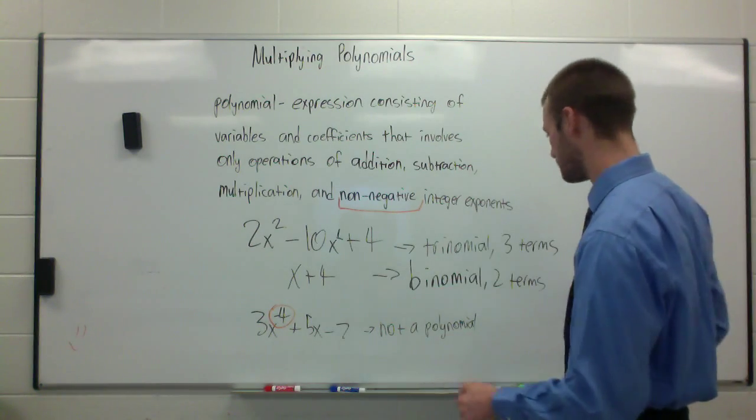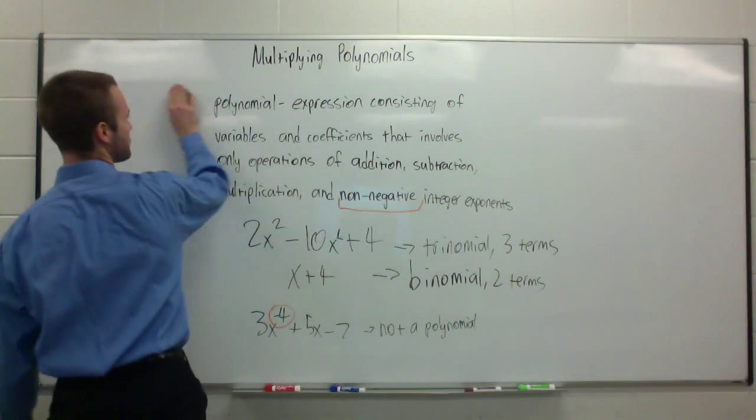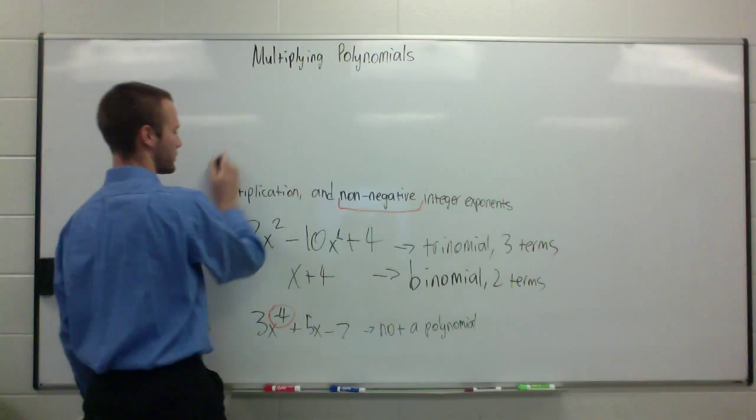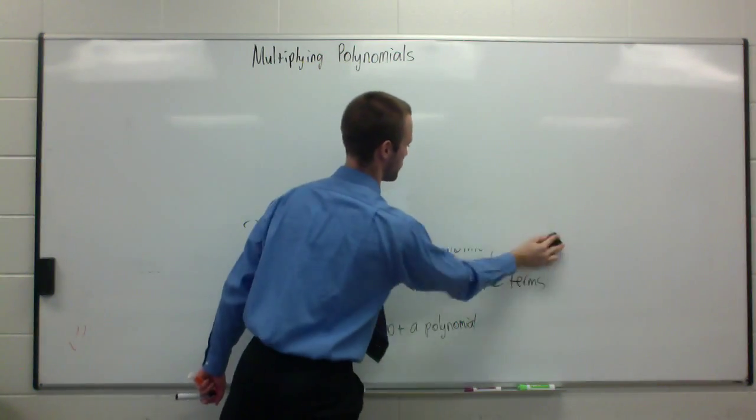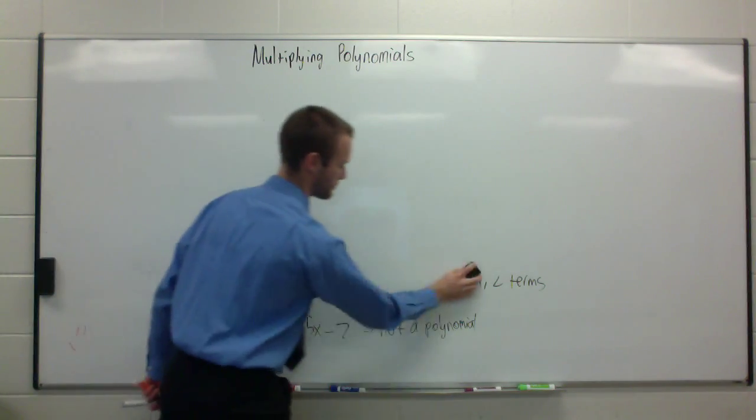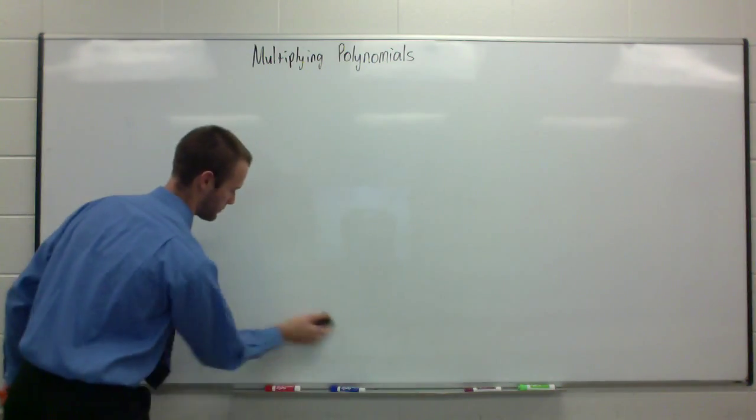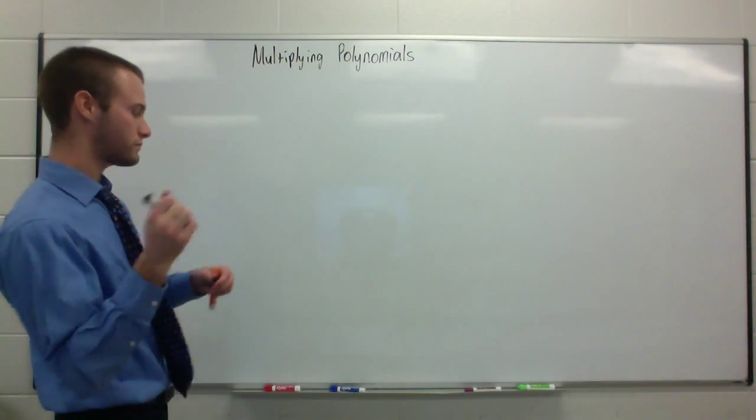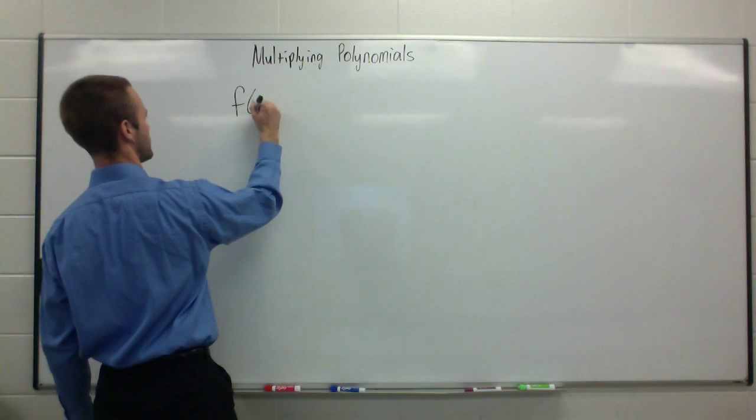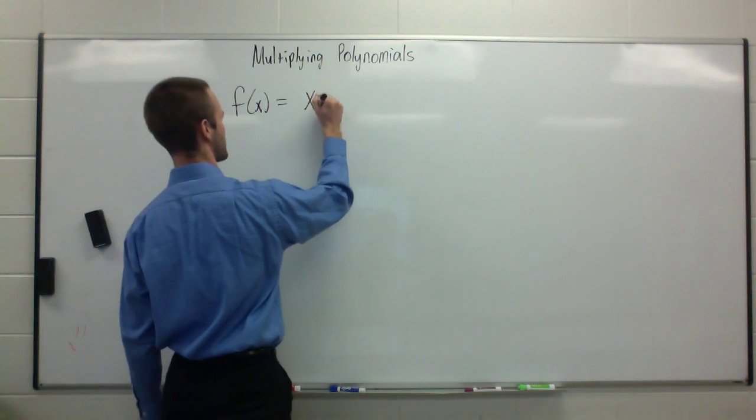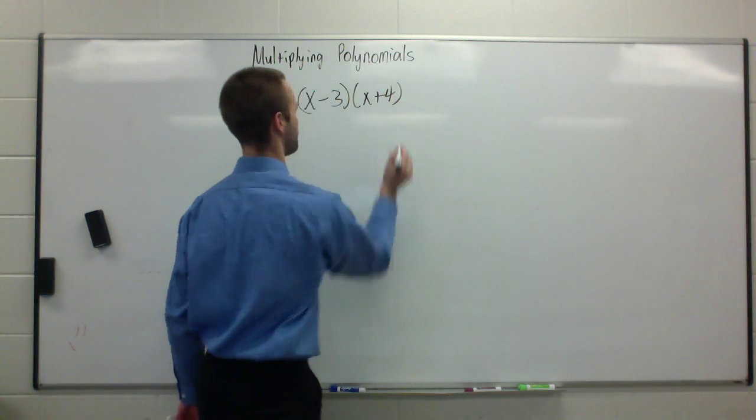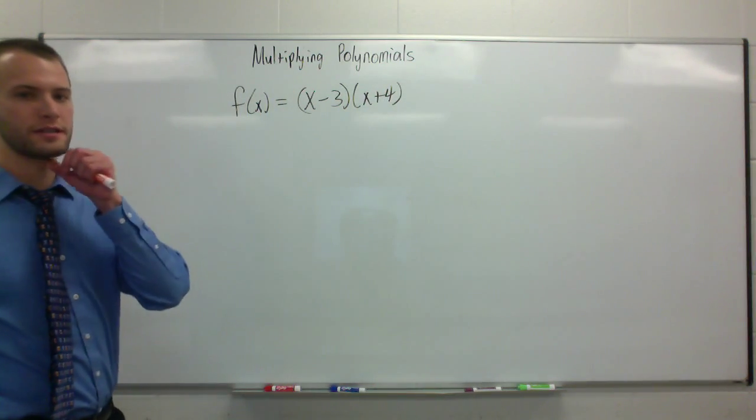So let's go over how we would multiply 2 polynomials together. A situation where you might have to do this is if you were converting a quadratic function into standard form, and it was in vertex form or factored form. So let's say we had the function f of x equals x minus 3 times x plus 4. And we're going to convert it into standard form.